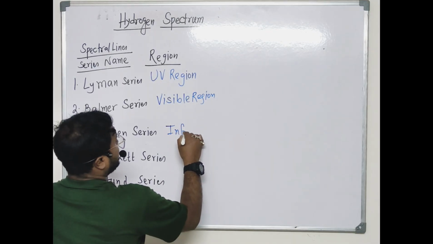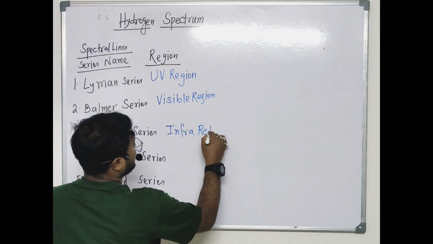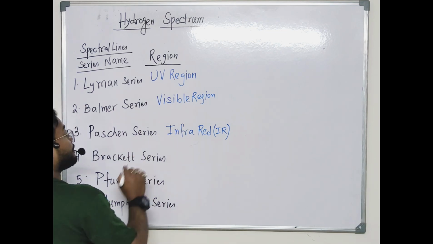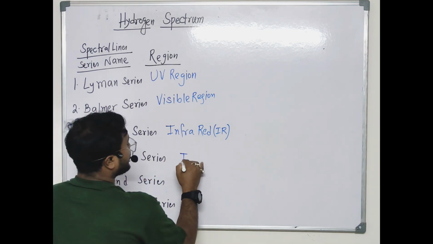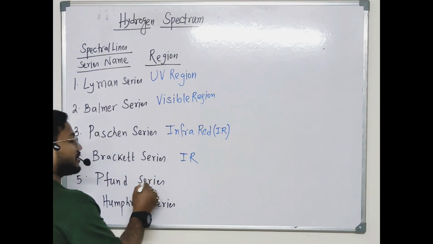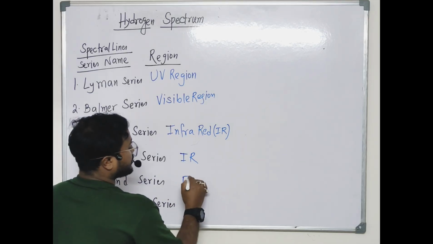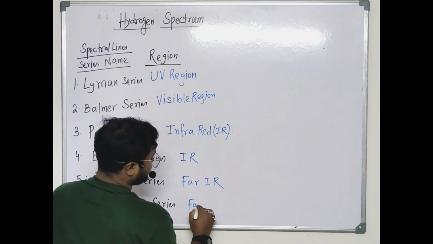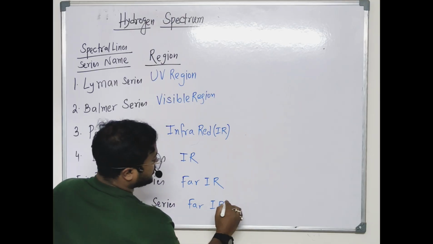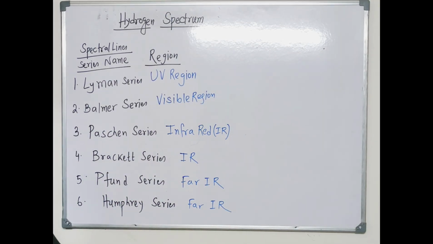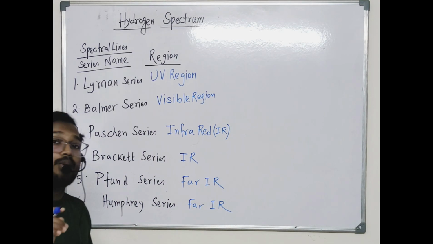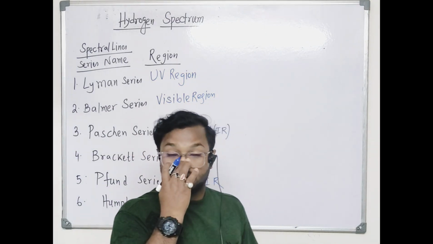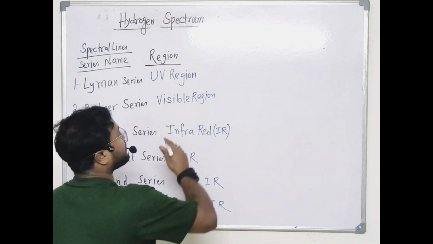Next comes the infrared region, also named the IR region. Brackett series is also in the infrared region. Pfund and Humphreys are far infrared, far IR region. Both are considered far IR region. Now in this case, I want to find out the highest wavelength and the smallest wavelength. Why it is so, I'll explain after some time.